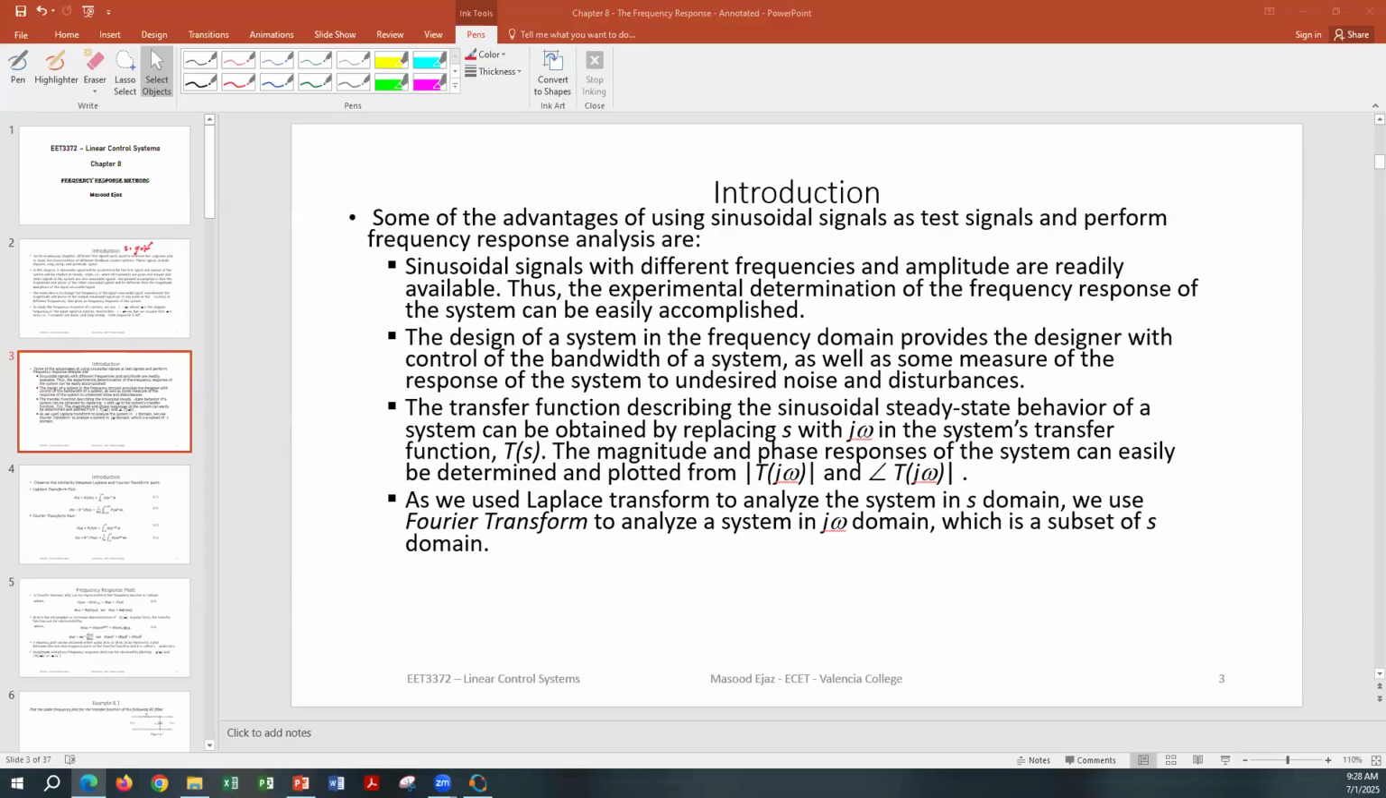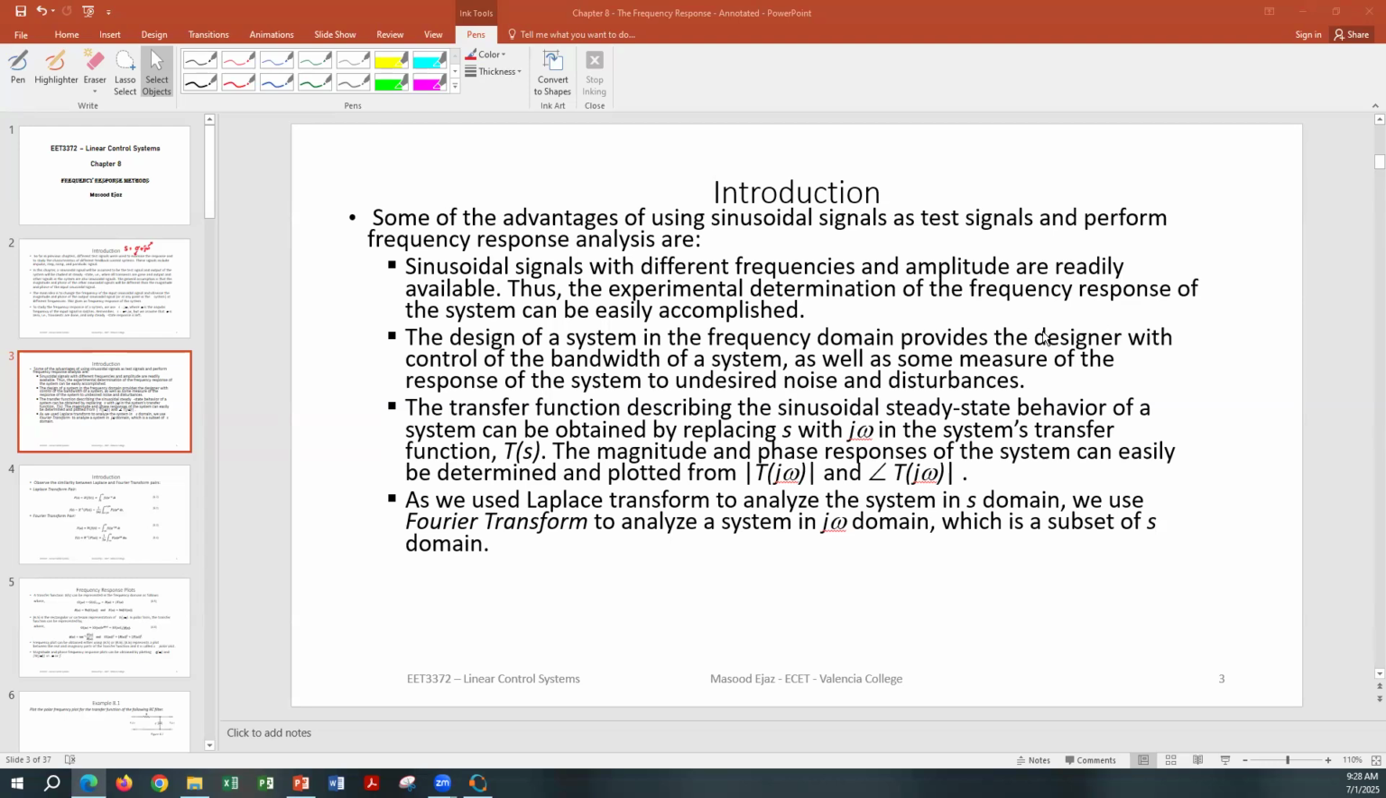What are the advantages of using sinusoidal signals as the test signals? Sinusoidal signals with different frequencies and amplitudes can easily be generated using a function generator in the lab. Thus, the experimental determination of the frequency response of the system can easily be accomplished. For any system, you can give a sinusoidal signal and plot the frequency response on a spectrum analyzer or even an oscilloscope.